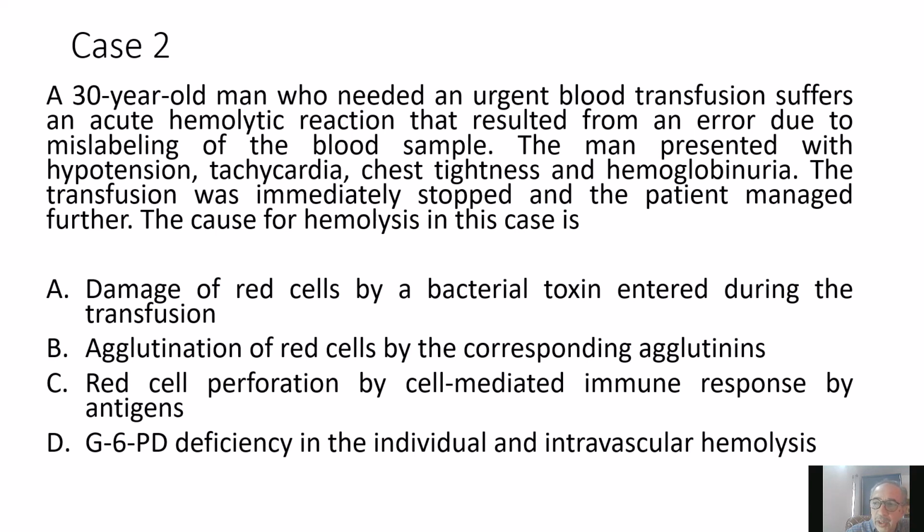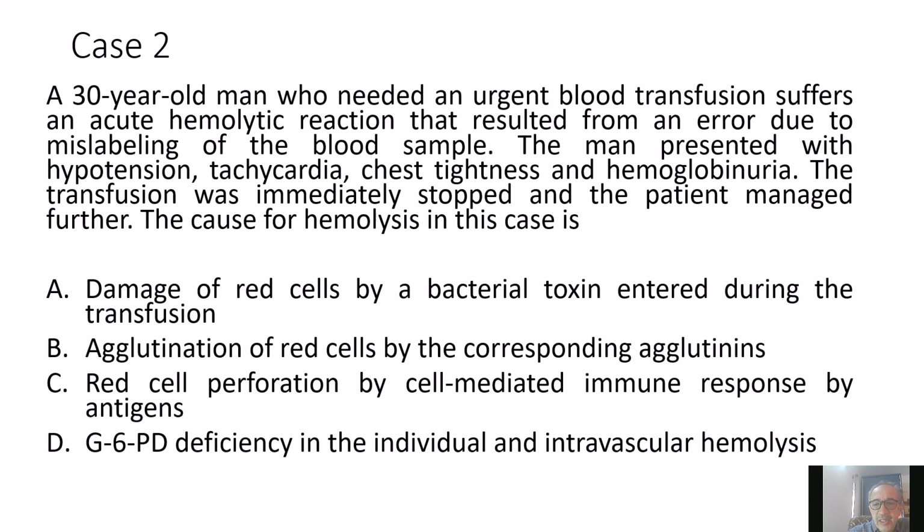Therefore, blood group O can be given to A, universal donor. So they have anti-A, anti-B. They are in low titer. They do not damage either A or B cells. So agglutination of red cells by the corresponding agglutinins is the right answer.